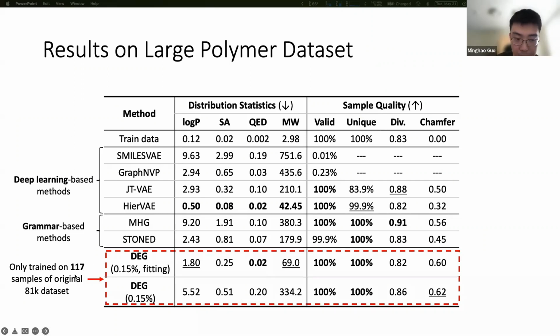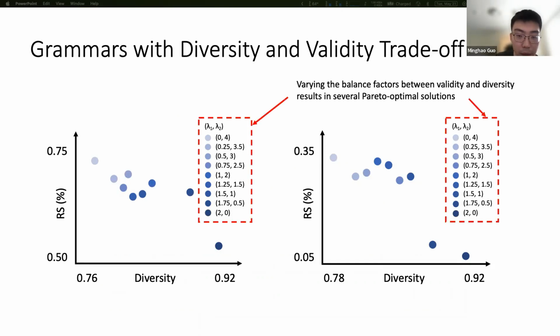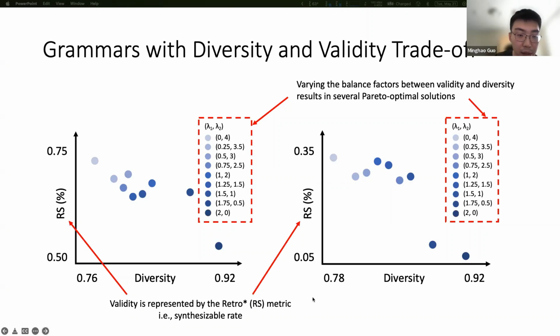There's no specific cherry picking or anything here. On the sample quality and the distribution statistics, we show relatively competitive results and demonstrate the data efficiency of the learned grammar. The method can not only construct one single grammar, but also extract multiple grammars. You can vary the balance factor between validity and diversity, and you can find a set of grammars lying on the Pareto front of this diversity and synthesizability trade-off.